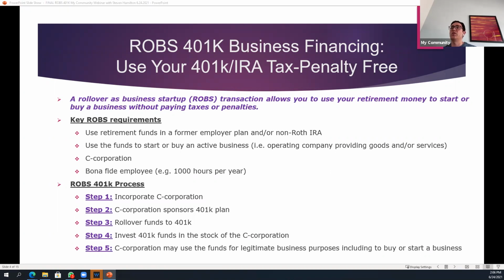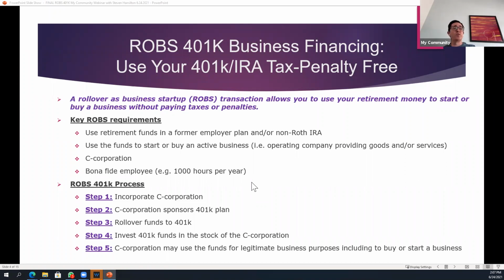There are certain key requirements. One of those is that you have to have eligible money, so you've got to use money from a former employer plan or a non-Roth IRA. You've got to use the money to start or buy an active business. It can't just be an investment vehicle or some type of passive activity. It needs to be what's referred to as an operating company, which means it's providing goods and/or services. It has to be operated as a C corporation, so we're going to dig deeper into what that means in today's session. You have to be working as a bona fide employee, at least 1,000 hours per year is the guideline.